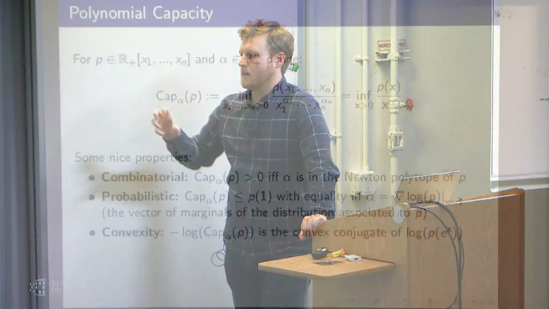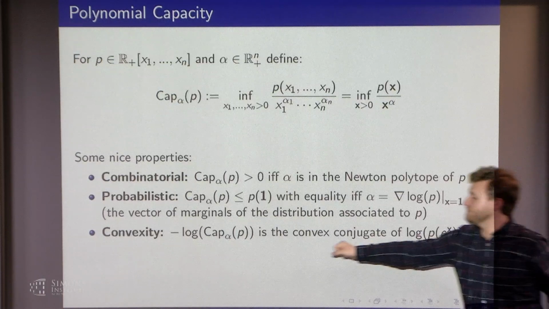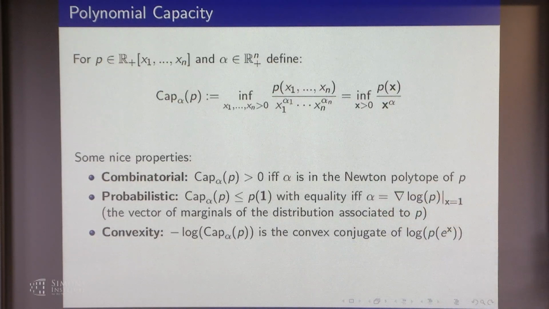This one I'll kind of brush over. It turns out that something related to the capacity is the convex conjugate of something related to the polynomial. So this is a function now of alpha. And this is related to certain convexity properties that Nishith talked about earlier today, and how you can use these things under certain circumstances to get some approximation algorithms.